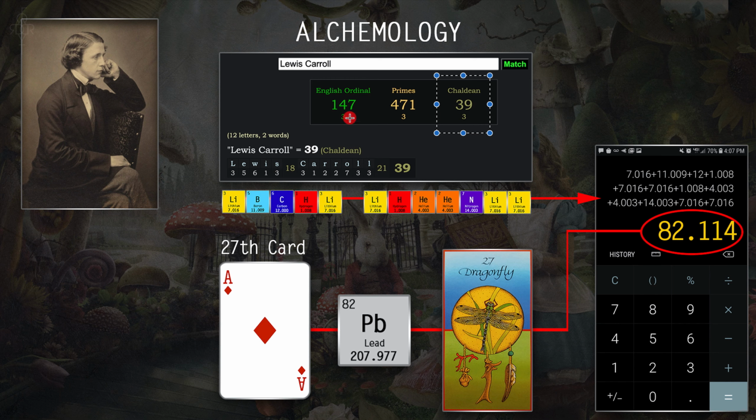But notice the alchemology of Lewis Carroll, the pen name that he went by, using the trusty calculator, is an 82.114. That leads to the element lead, folks. 82 is lead. And lead's atomic weight is 207.977. 207. Folks, the 0 indicates infinite potential, because that's pi itself. But the 2 and the 7, folks, that's 27. I mean, what are the odds, folks? What are the odds?